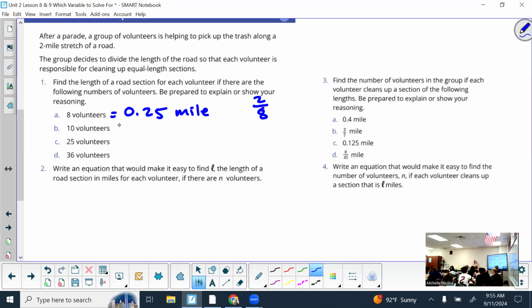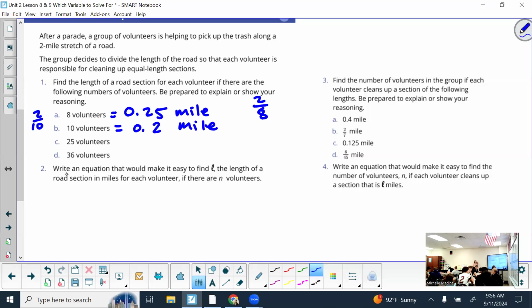Table 3, what about when there's 10 volunteers? How much will each volunteer have to clean up? 0.02. What math are you doing for that? Okay, that is true. I'm not getting 0.02, I'm actually getting 0.2. Okay, that makes sense. But yes, we're doing 2 divided by 10 to get that one.